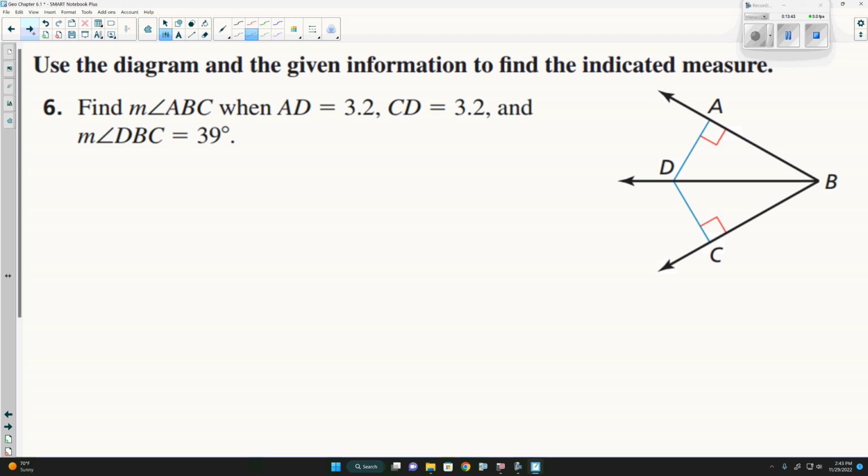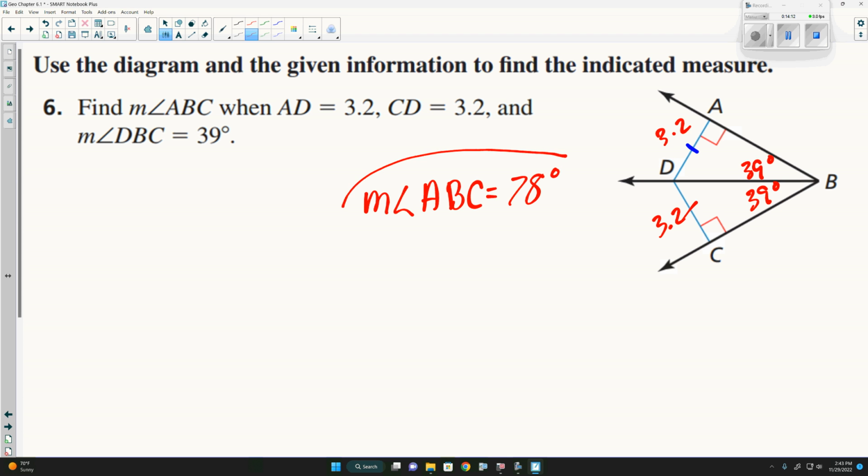Find the measure of ABC if AD is 3.2, CD is 3.2, and DBC is 39 degrees. Well, what do we know about angle DBA? So the measure of angle ABC is almost 78. You're good? Questions on this here?